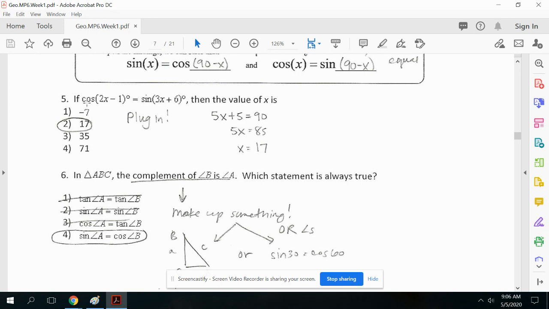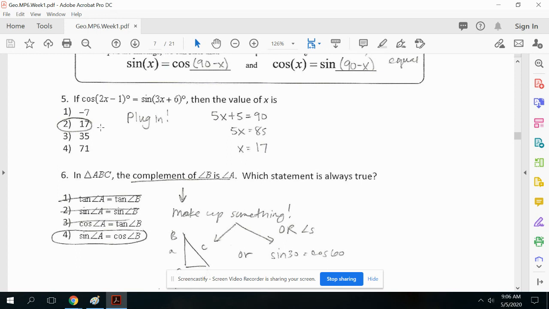Go to your calculator and put in cosine, parentheses, 2 times, let's try -7 minus 1. Press enter. You'll get some decimal. Try -7 for the x value and the sine. It won't be the same. Okay, so they're not equivalent. If you put in 17, things will work out for you. I'll do that quickly. Again, make sure you're in degree mode.